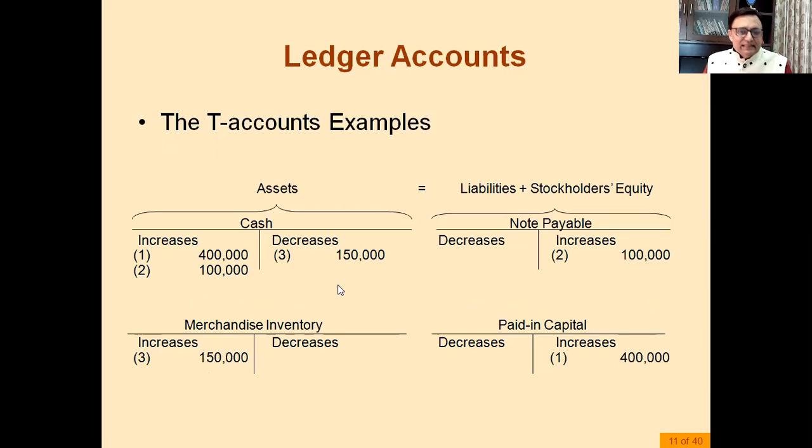So let's see some examples. For example, we have the equation that assets equal liabilities plus stakeholders' equity. So whether it is the cash account, whenever there is an increase, whenever the cash comes in, we will record it on the debit side. Whenever the cash goes out, we will record it on the credit side.